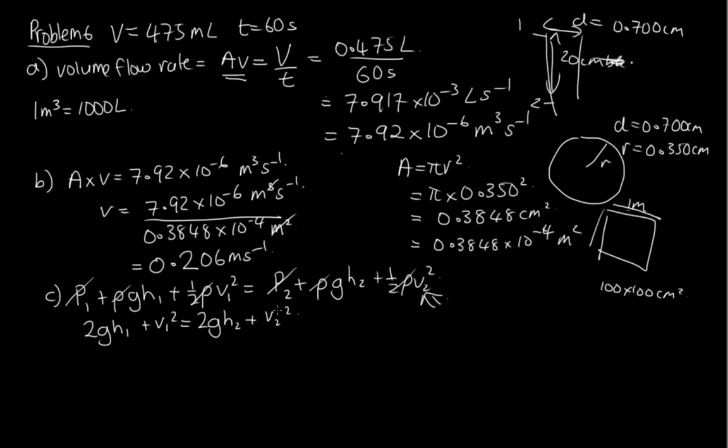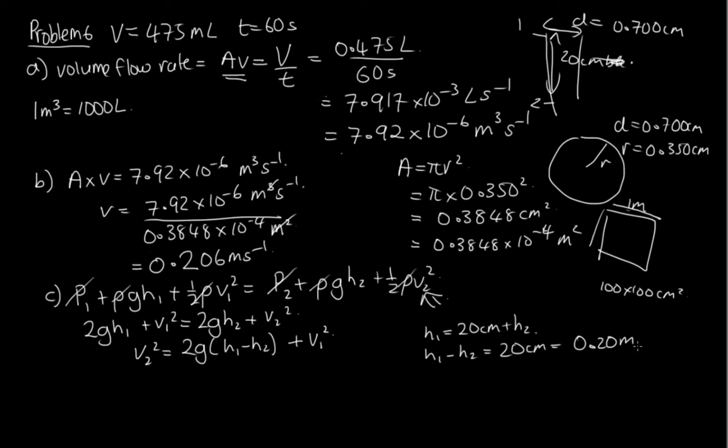So let's rearrange it and make V2 squared the subject. So we've got V2 squared is equal to 2g, and now on this side we've got h1 minus h2. That 2g is a common factor, and then we've got plus V1 squared. So now we know what all of these things are. We don't know h1 and h2, but we know that h1 is 20 centimeters above h2. So we know that h1 minus h2 is equal to 20 centimeters, which is 0.20 meters.